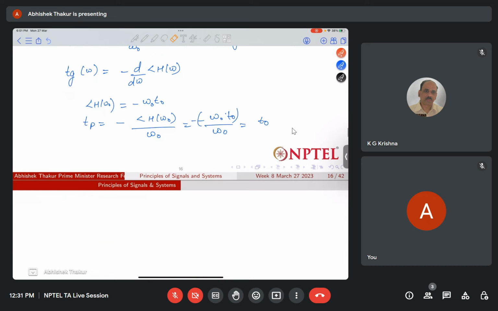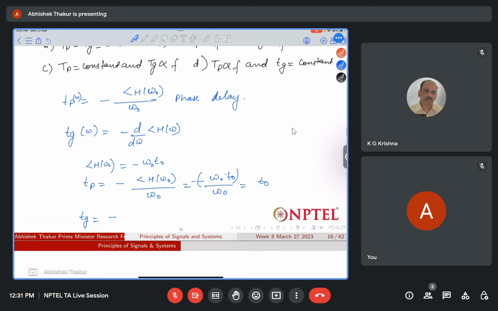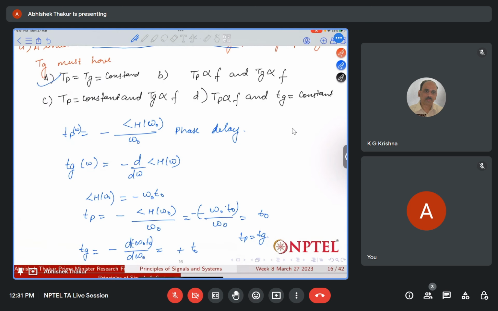So now for group delay, Tg is equal to minus of the derivative with respect to d omega. So we will do minus of d of omega naught T naught divided by d omega naught. It will become minus of, sorry, there is a minus already here, so it will become plus T naught. So in this case, Tp is equal to Tg, so option A is correct. This was the question based on this.